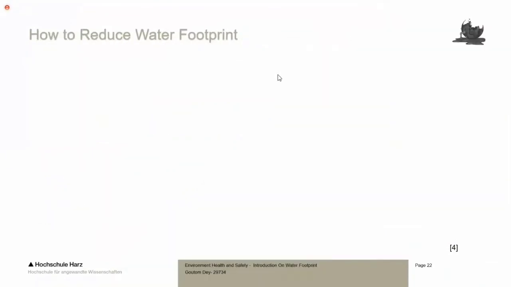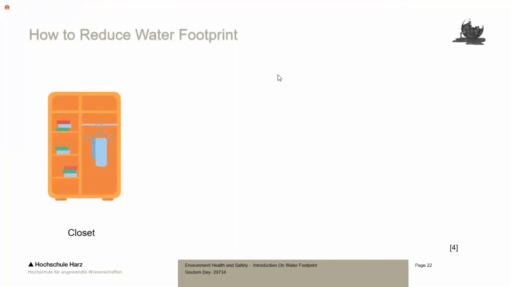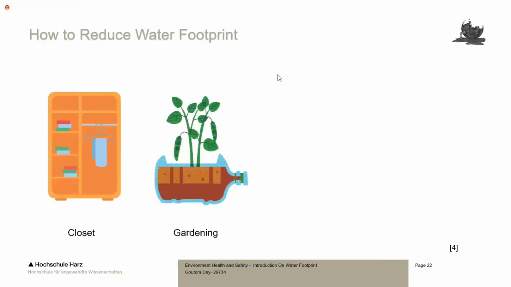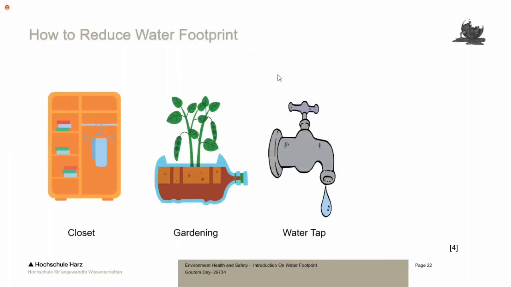So, how to reduce water footprint? As you already know, about 97% of our water footprint is invisible. So our daily habits can have more impact on indirect water use than direct water use. When we get ready, we should look in our closet for sustainably manufactured products. We should do gardening in the evening to reduce water loss. Fix any leaky water taps in the house or office.